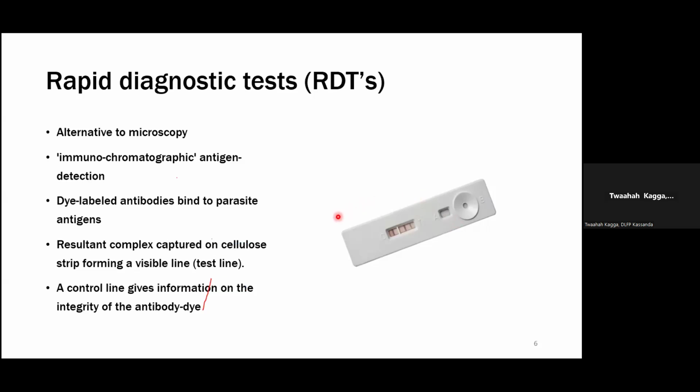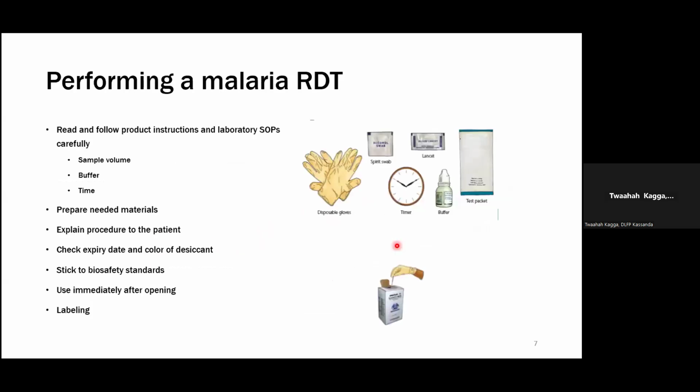After putting in the buffer, the resultant complex migrates along the cellulose strip inside here, and they give a test line. In this case, there are two lines. We shall see that there are RDTs that give two test lines, or one. Then there is also a control area where a control line is for integrity of the strip and the testing procedure.